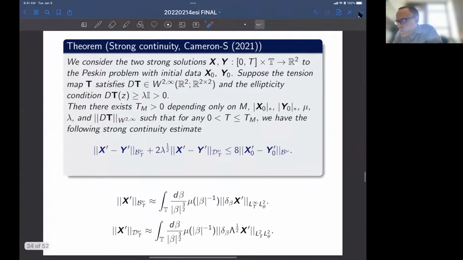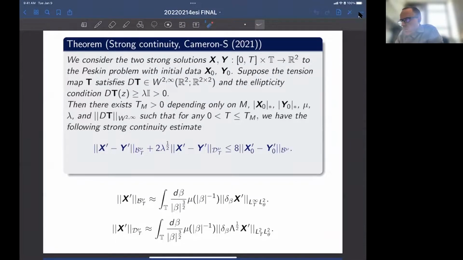Okay, so we also have a strong continuity estimate that's much longer and more complicated to prove. But it also adds an additional assumption on the tension. So if you assume the derivative of the tension is now in W2 infinity instead of W1 infinity, and you have the ellipticity condition, then there exists a time depending on all the previous parameters such that you have a Lyapunov type inequality for the difference. So x prime minus y prime is bounded by the initial data in the norms that you're using. And this is an equivalent norm to the one you start with. It has the same regularity as the one you started with. And these are the definitions of these norms if you're interested.